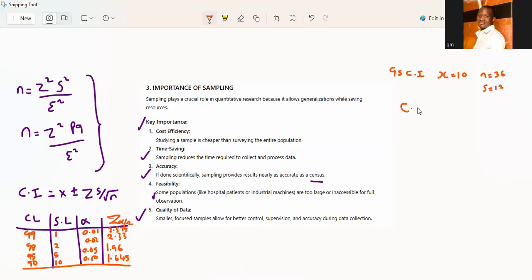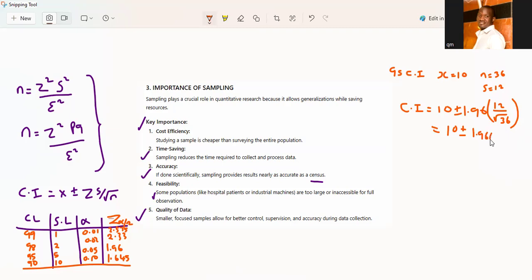So what is our mean? 10. We put 10 there. Then what is our Z? Our Z at 95% is 1.96. We've already established that from here. And what is our standard deviation? 12. And what is our N? 36. By the way, we use Z when our sample size is more than 30. So here for our standard error, the root of 36 is 6. 12 over 6 is 2. So here we're going to have 10 plus minus 1.96 times 2. All right.